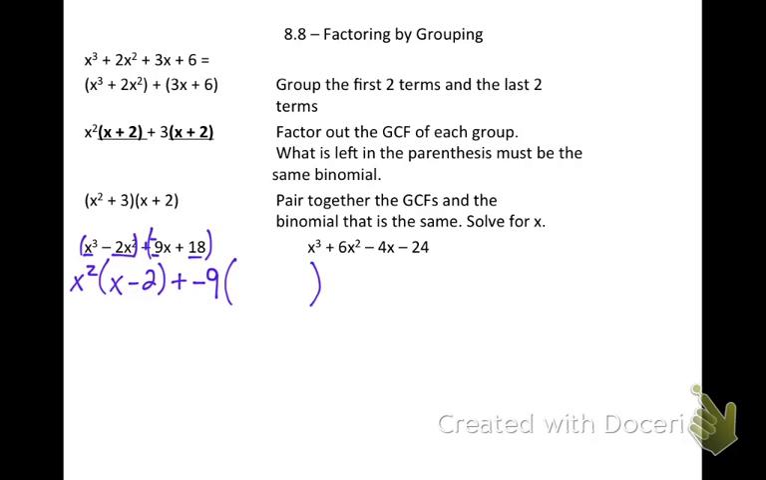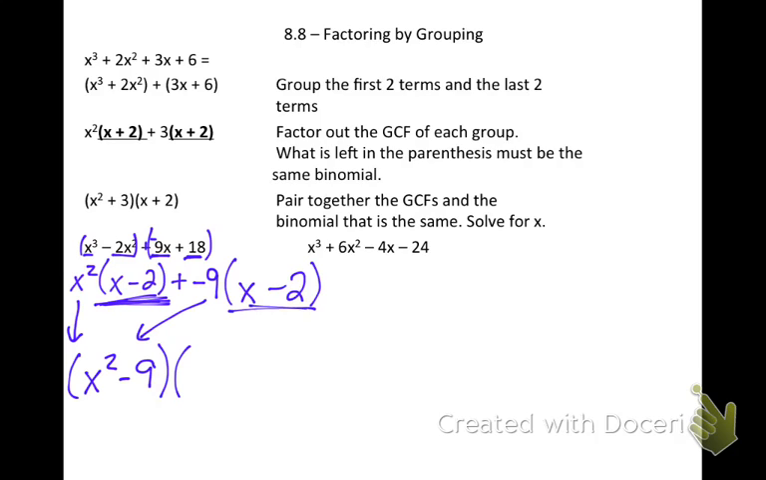So I take out a negative 9. Again, negative 9x divided by negative 9 gives me positive x. Positive 18 divided by negative 9 gives me negative 2. So again, what's in the parentheses are both the same, and that's what I wanted. I'll group my greatest common factors together in the first parenthesis, so x squared minus 9. And then my second parenthesis, I'm going to take whatever's the same in both these, which is x minus 2, and put it in my second set.